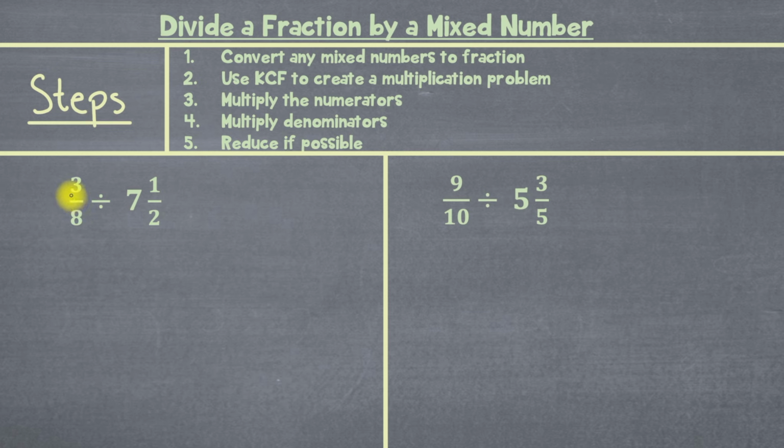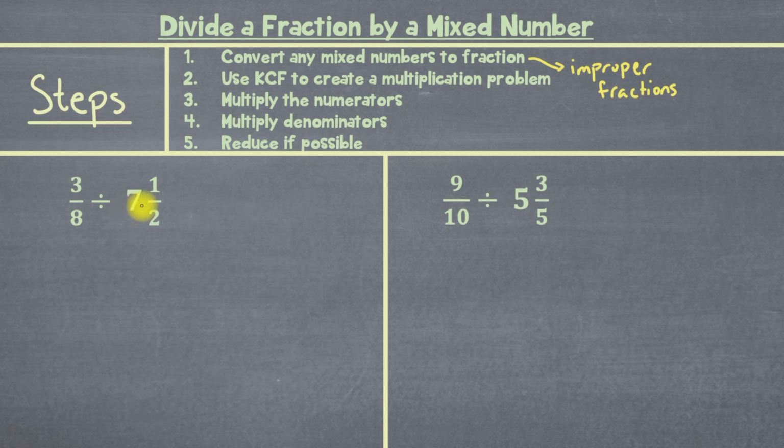So our first example says 3 over 8 divided by 7 1/2. Step 1 says to convert any mixed numbers into fractions. And when you're doing that, it's really important to make sure you know that those are going to be improper fractions. So in this problem, our mixed number is 7 1/2.